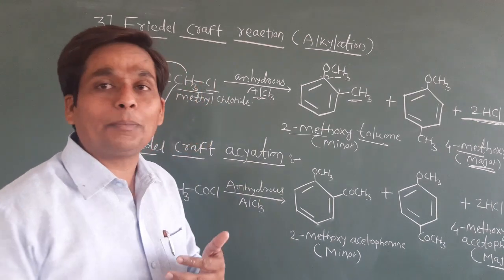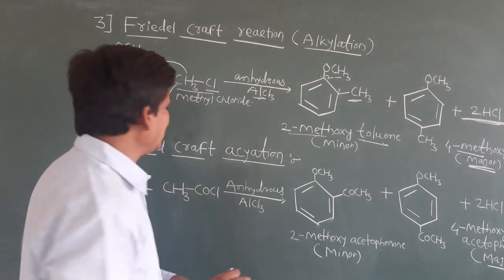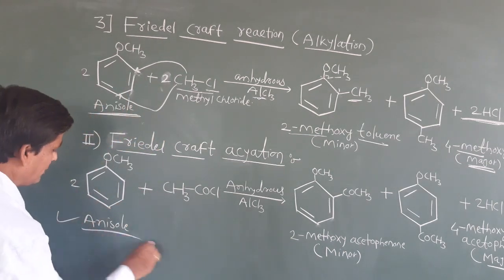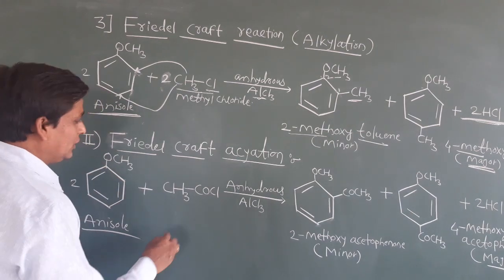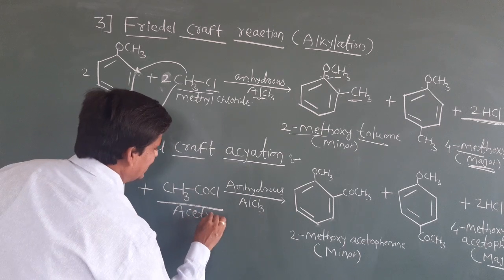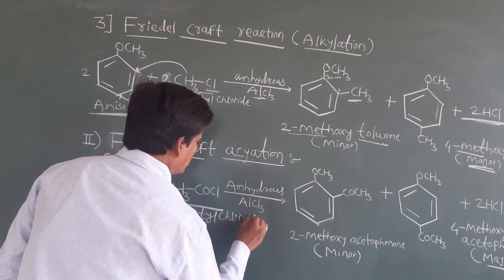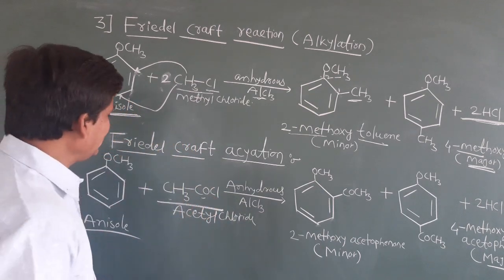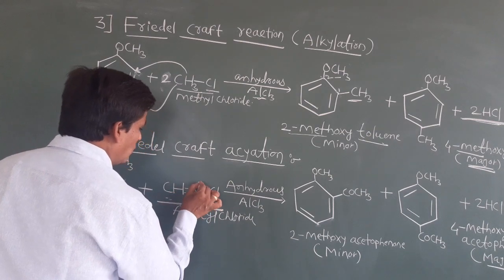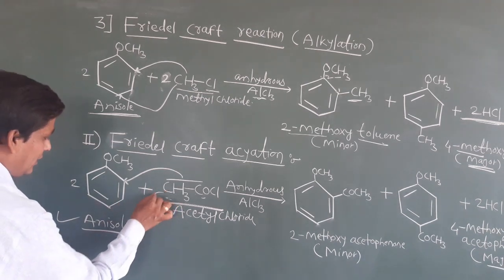Now we'll see the Friedel-Crafts acylation reaction. In acylation reactions we are going to use the acyl group. Just see, same reaction. We have taken anisole, benzene ring containing the OCH3 group, which reacts with acetyl chloride. What is the name of this? Acetyl chloride, CH3COCl. In that acyl group, that is the COCH3 group, this whole CH3CO group is going to attach at ortho and attach at para.